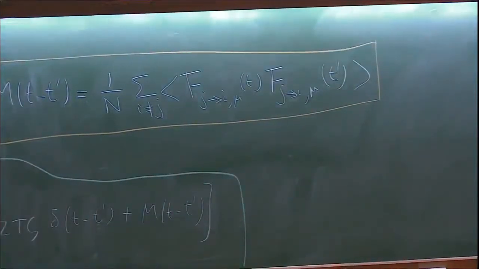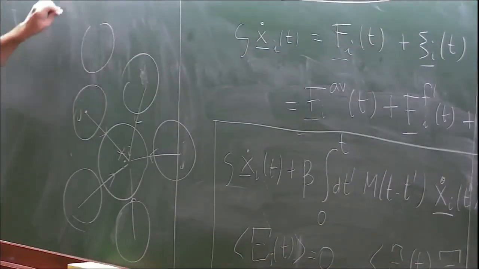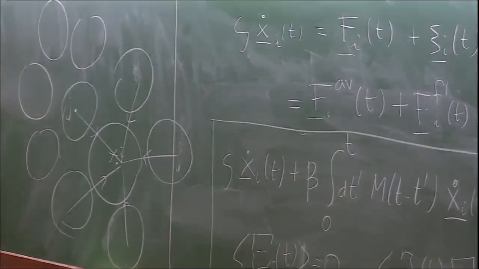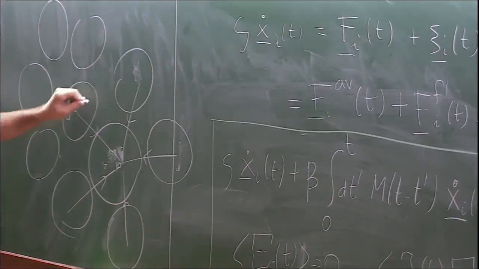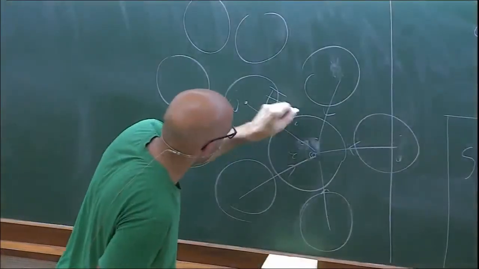Perhaps if I write here, it's better, right? Okay. So now I have two particles, and I want to know the autocorrelation of the force between these two particles. So let's say, okay, this is J, this is I, and there will be other particles surrounding J. So there is J, there is I, and there are all the other particles. And this is the force that J exerts on I.